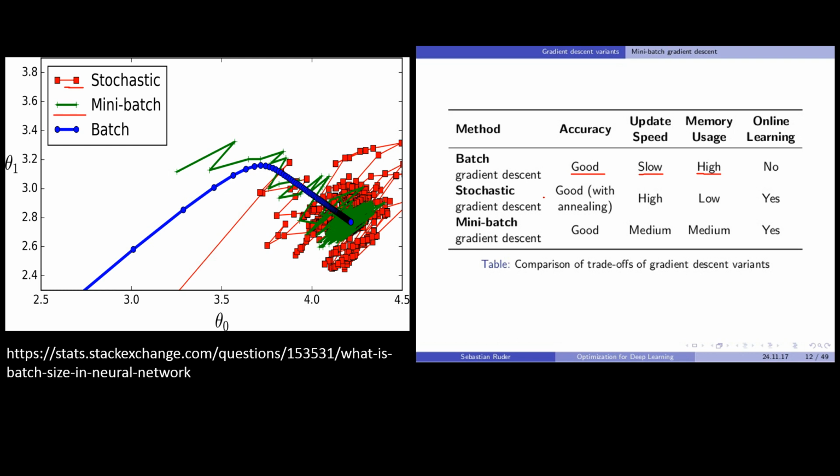Whereas in case of the stochastic gradient descent, its accuracy is good if we are using annealing, so it will converge to the minima value or close to it. Its update speed is high because the update takes place after using every single input data. Its memory is low, as it just uses one sample. Whereas in case of mini batch, the accuracy is good. Its update speed is medium, in between slow and high, as it's updating after a batch of input, and its memory usage is also medium, as it uses a batch of input to update the weights and the biases. So these are three different types of gradient descent.